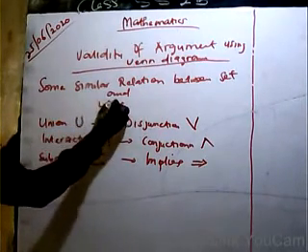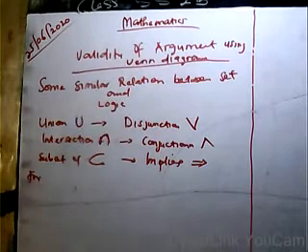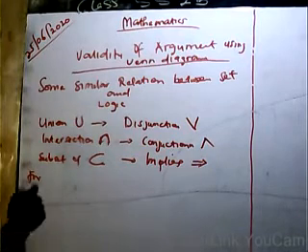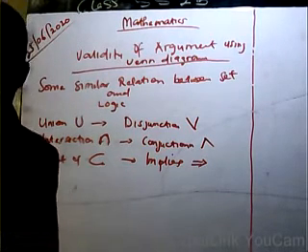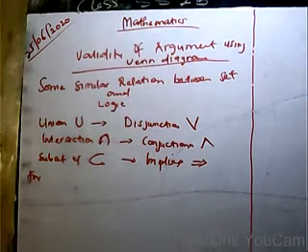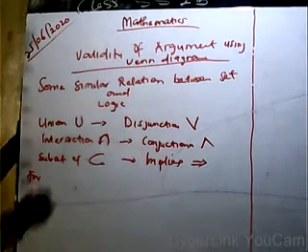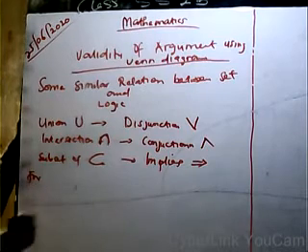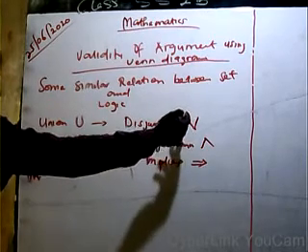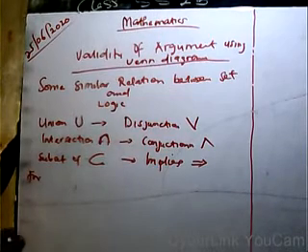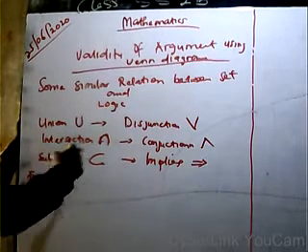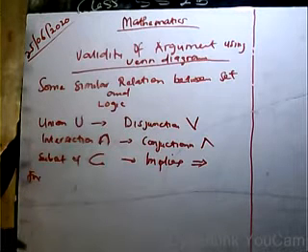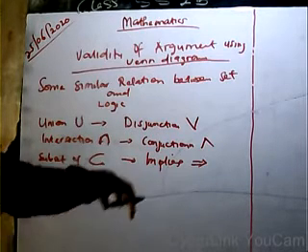Now, we want to quickly look at some relations that exist between logic and sets. In a set, the sign for union is similar to disjunction in logic. The intersection sign is similar to what? Conjunction. And the sign of subset is similar to implies.